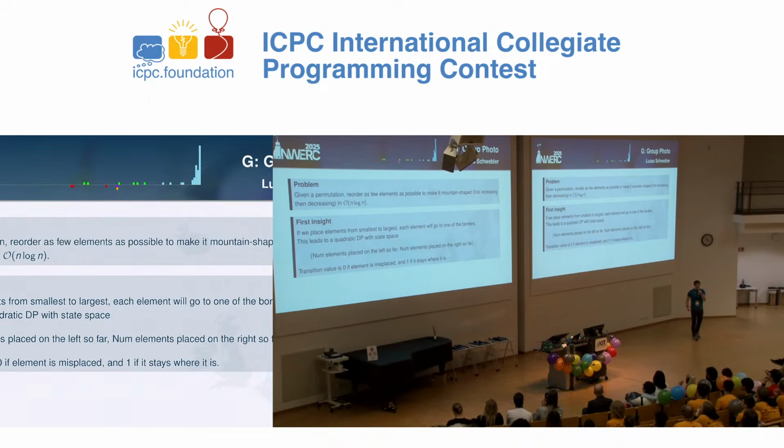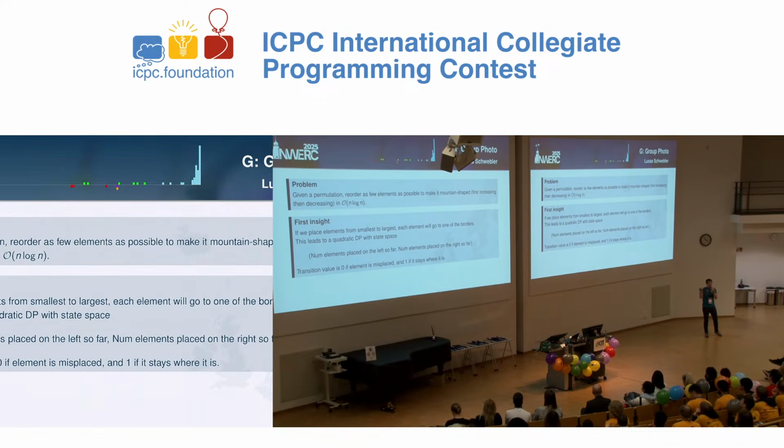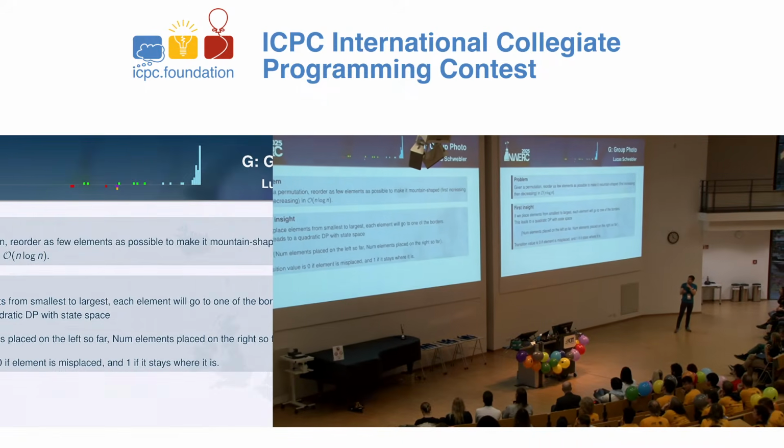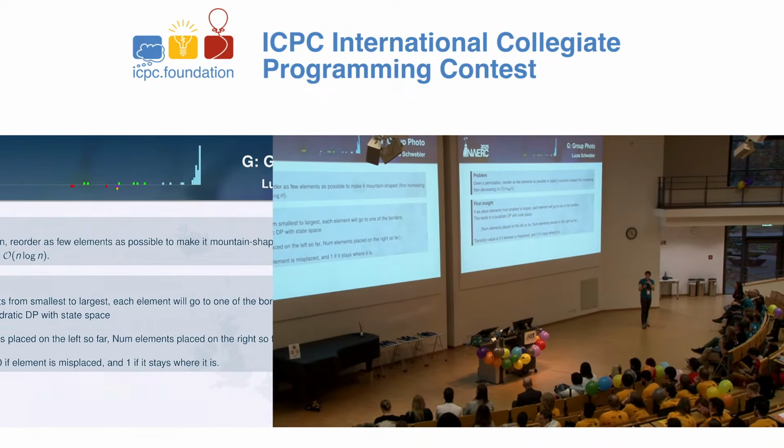What you have is that if you place the numbers from smallest to largest, you will always put the next number on one of the boundaries of where you're already working from. And this immediately gives you a quadratic dynamic programming solution where the state is just how many elements have been placed already on the left, how many elements have been placed already on the right, and then I get a transition which is either 0 if we're misplacing the element, or 1 if we manage to put it in the position where it already was in the input. So how do we speed this up to be fast enough?